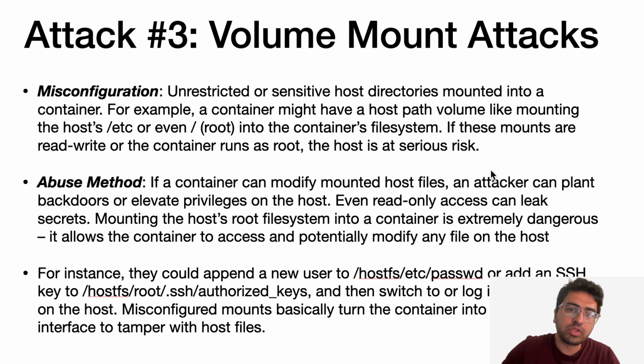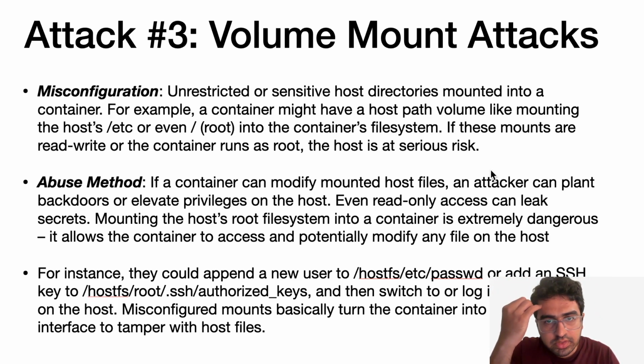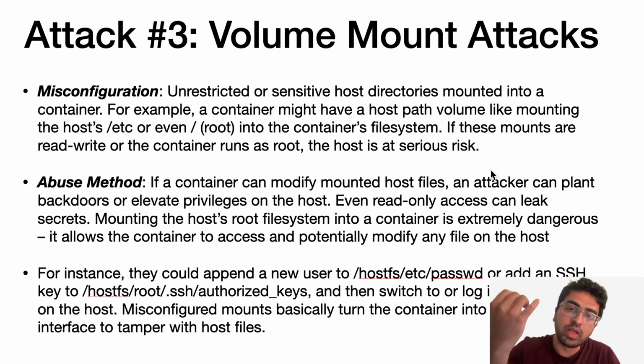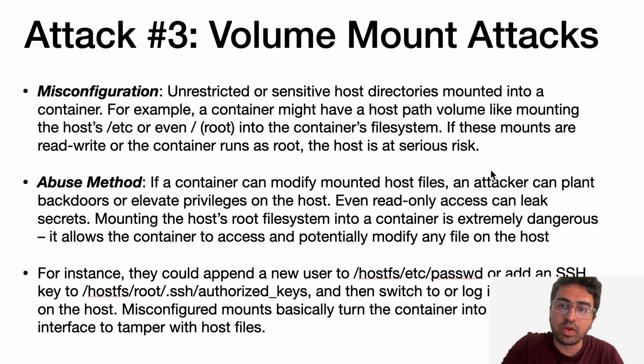And the third one is volume mounts. Usually what happens here is you accidentally have unrestricted or sensitive host directories mounted inside of a container. For example, a container might have the host path /etc, or even the entire file system, as we saw before in the Docker socket exploitation screenshot, where you can have the entire root file system mounted. If these are read-write, or if the container runs as root, then the host faces this risk.